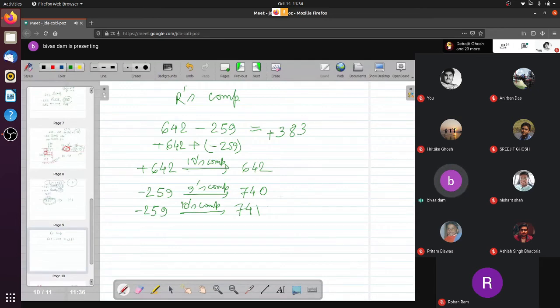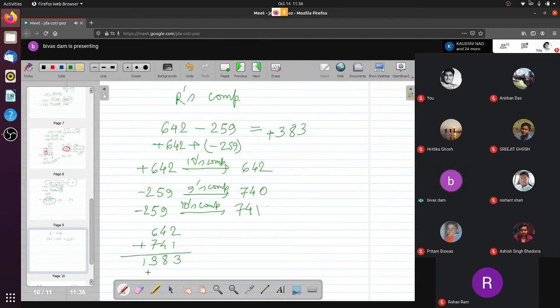Now I have to add. Tell me the result using normal standard decimal addition. 1383. 1383.